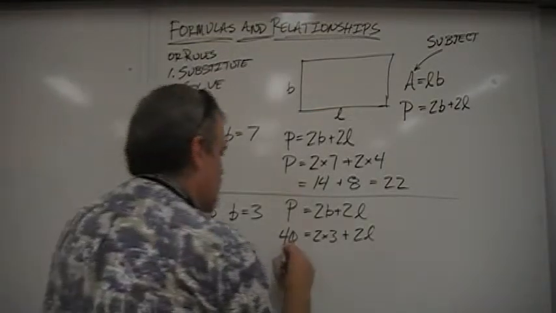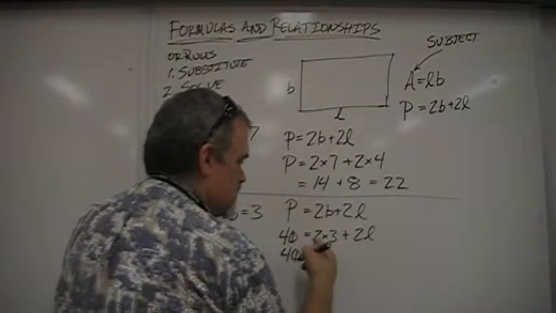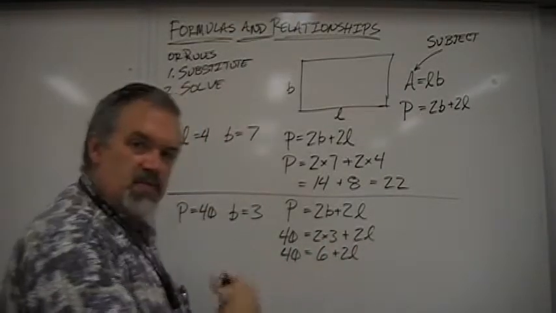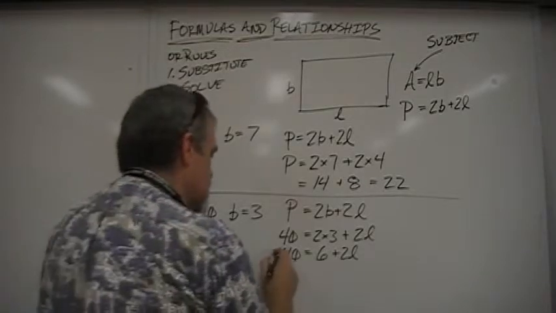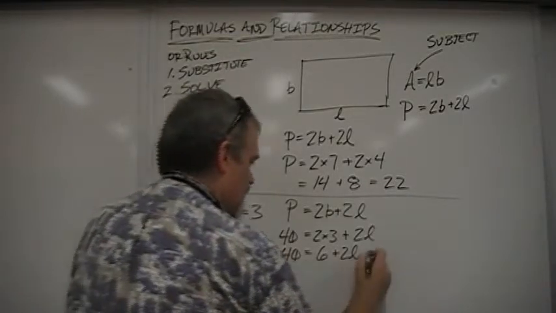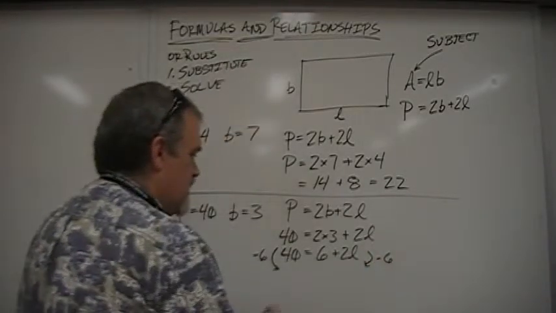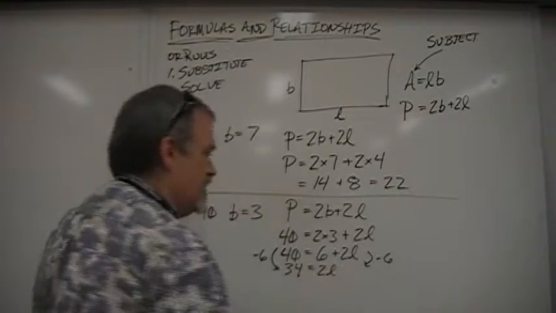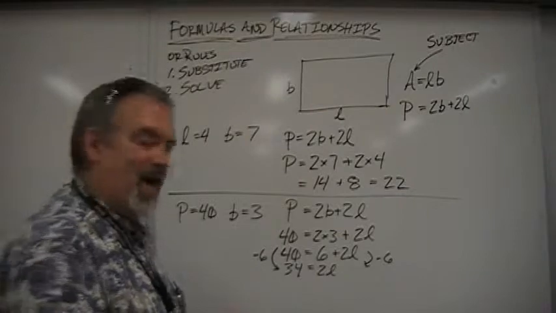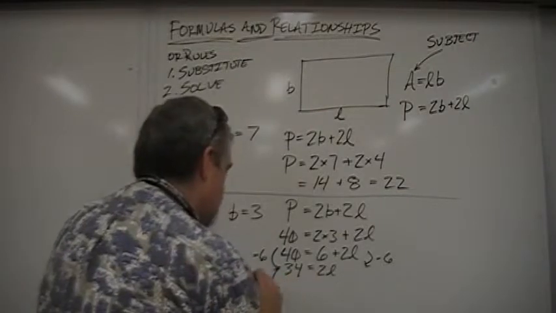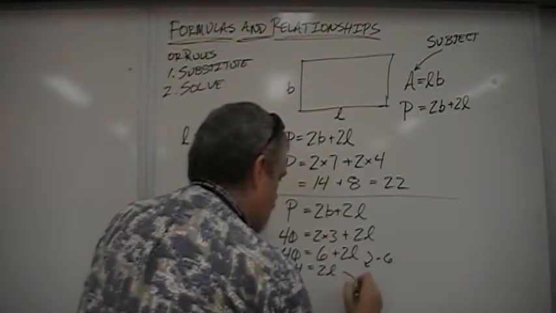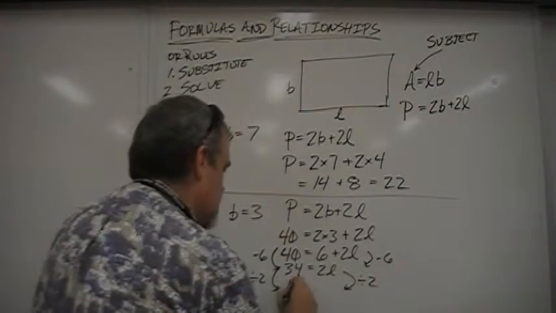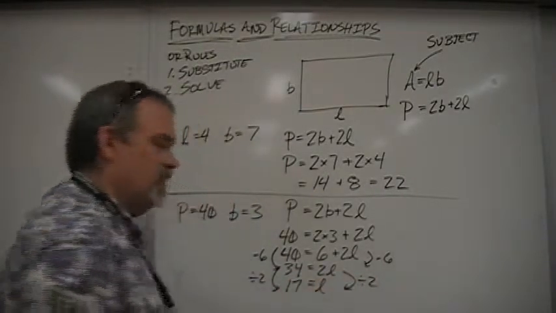And we're going to start with simplifying. 40 equals 2 times 3 is 6, plus 2l. We're going to subtract 6 from both sides, which means that we have 34 equals 2l. And then we're going to divide both sides by 2. And that tells us that 17 equals l.